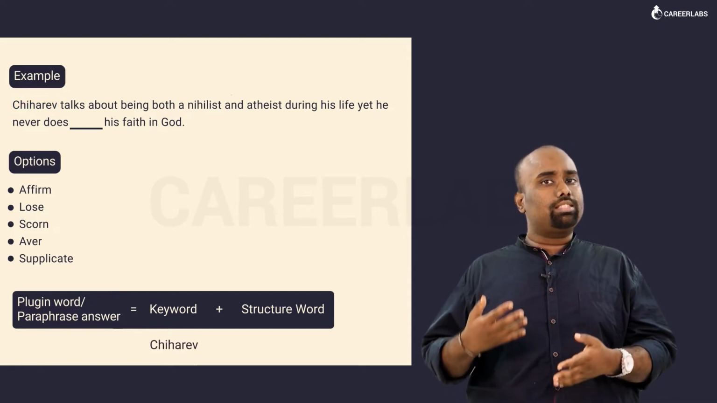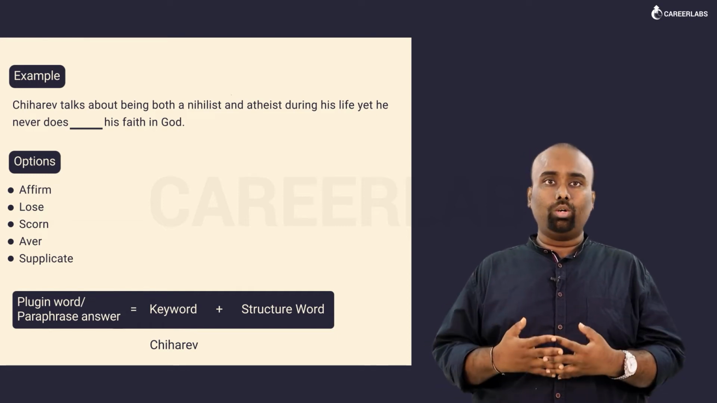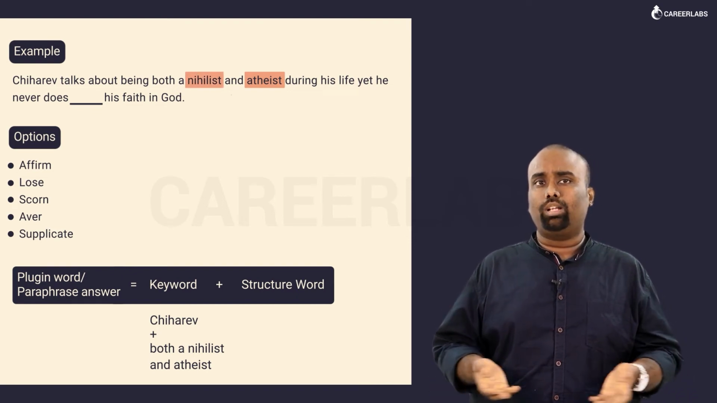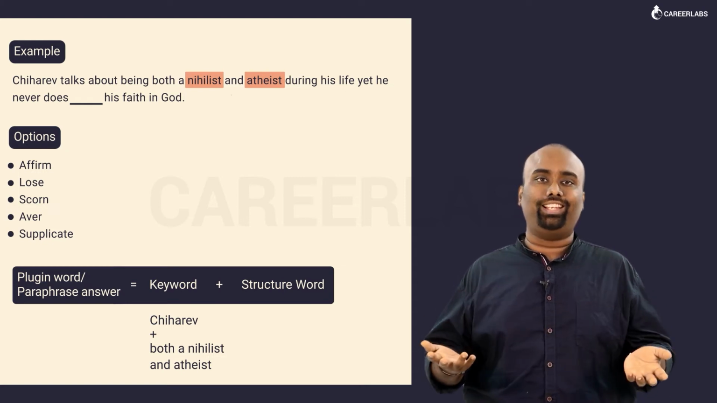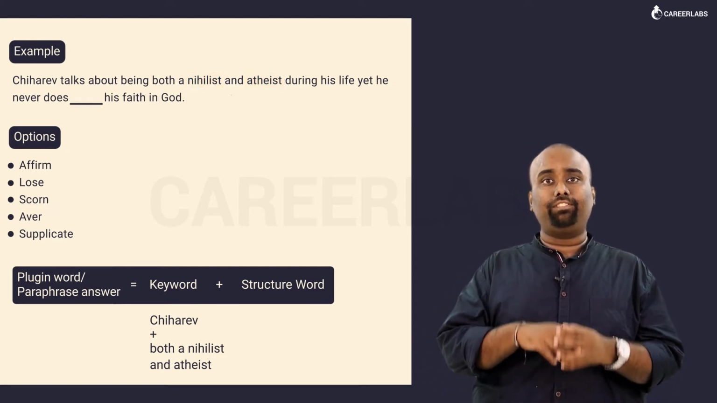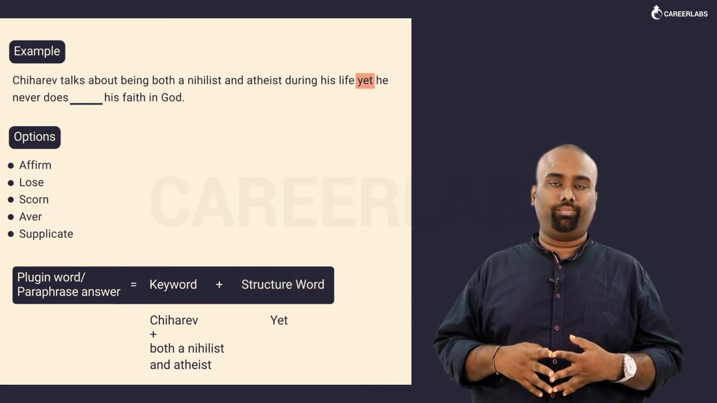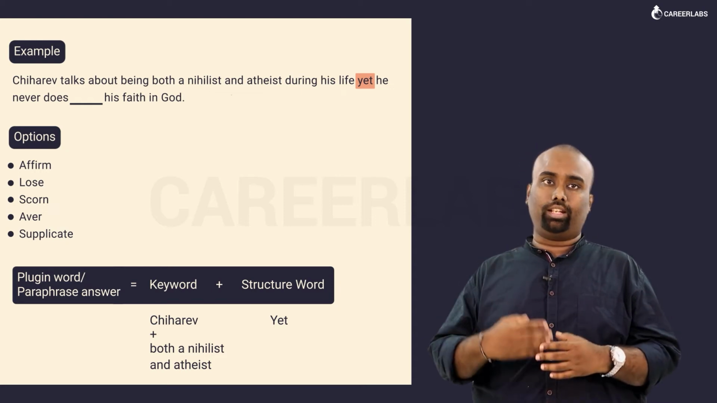Next, what's the information the sentence tells us about our subject Chiharev? We know that he's an atheist and a nihilist. An atheist is someone who doesn't believe in God, while a nihilist is someone who believes that life is meaningless. Now let's see if this text has a structure word. Yes, we see yet. This word tells us that the sentence is moving in the opposite direction.